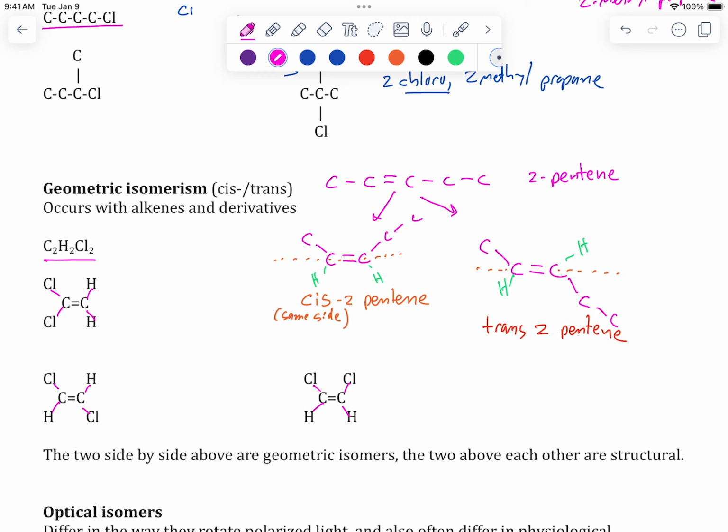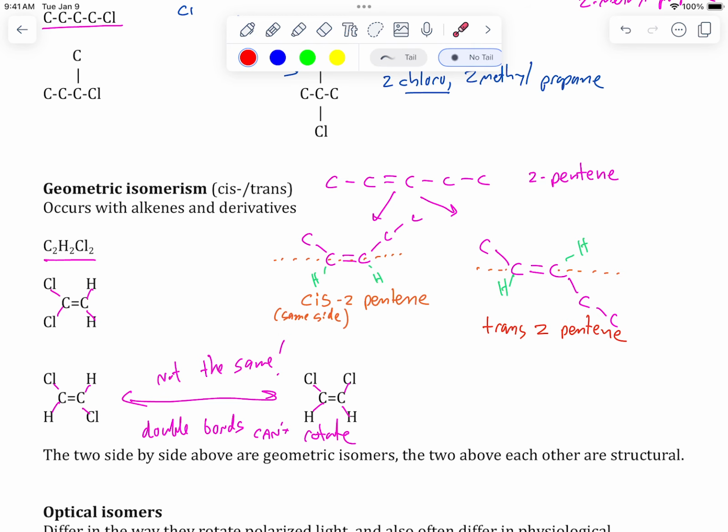Now these two here are not the same. And the reason why they're not the same is because double bonds cannot rotate. Single bonds, yes. So they're literally locked in. So you would normally think, if this was a single bond, that this carbon would spin around. And as it spun around, the Cl could be here or here, right? But if it's a double bond, there's no spinning. They are fixed in place. And that is why they are two different structures. Okay?